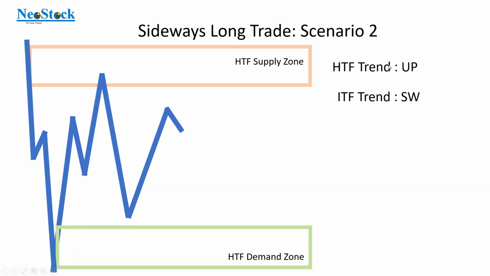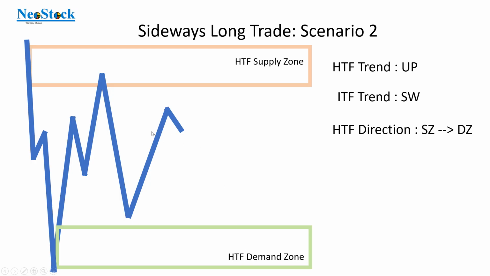So your HTF trend is uptrend, no change compared to scenario 1. ITF trend is always sideways in any scenario. But now HTF direction is from supply zone to demand zone. You see here, prices are coming from the supply zone. They haven't reached the HTF demand zone. That means price direction is still towards the HTF demand zone only.